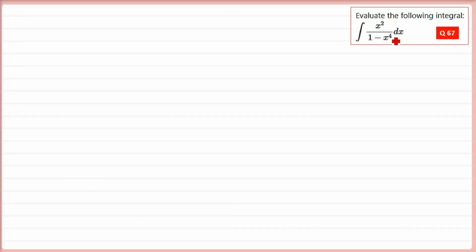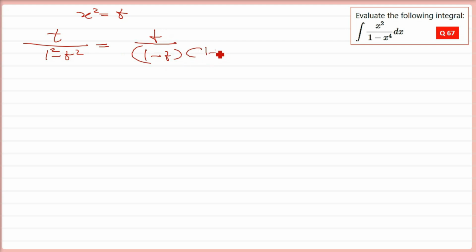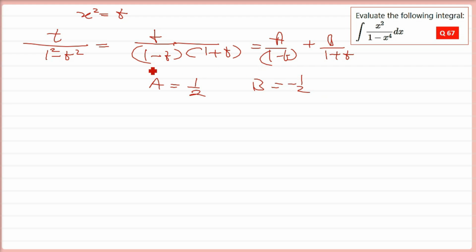You can follow that. So we have x square divided by 1 minus x to the power 4. So we'll take x square as t now. So this will be t divided by 1 minus t square, because t was taken as x square. So this will be t divided by, or a square minus b square formula will be used. 1 square minus t square is what? 1 minus t into 1 plus t. So you can equate with a divided by 1 minus t plus b divided by 1 plus t, because we need to find out the partial fraction constants a and b, and you know this has been done by you quite a lot. So a will come as half, you already know that, and b will come as negative half.